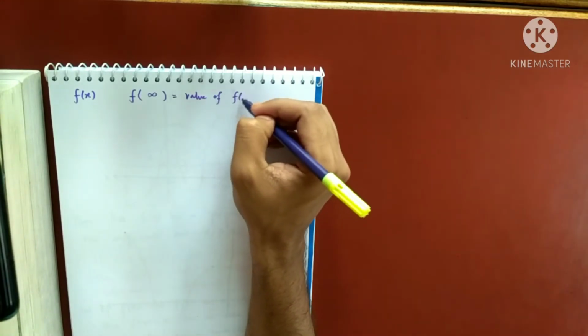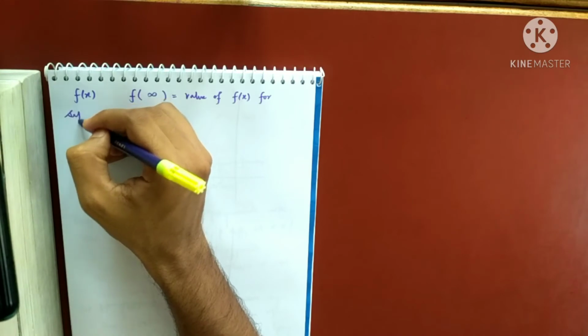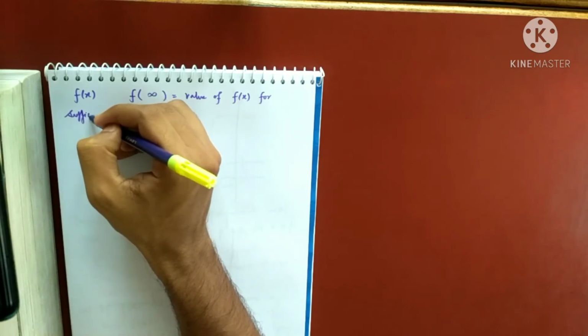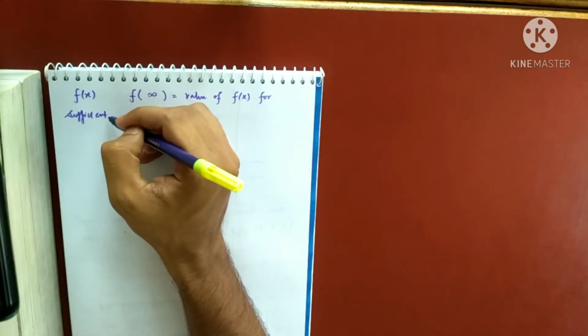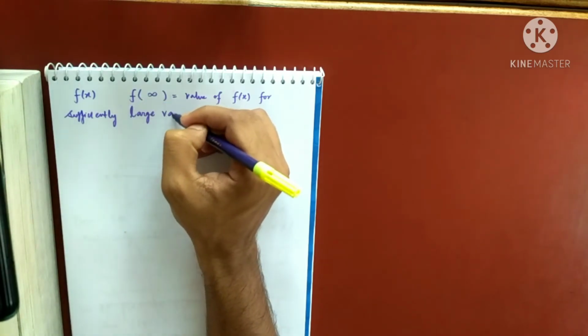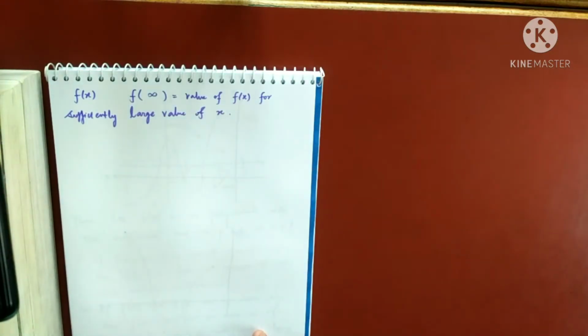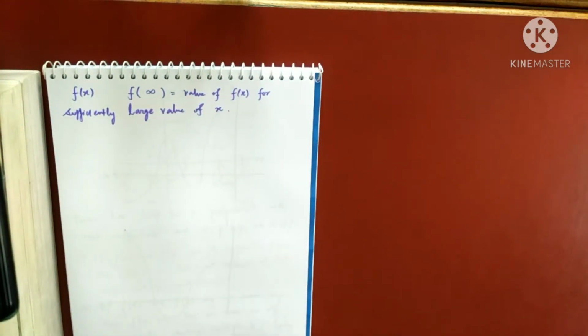So f of infinity actually means the value of f(x) for sufficiently large value of x. Okay, so remember this. And similarly, f of minus infinity will denote the value of the function for sufficiently small value of x. So this will be required at times. I'll tell you why we require it.